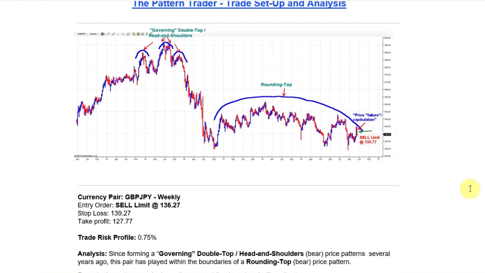Now I'm going to go to the real-time chart of the pound versus the yen. I'm going to reinforce exactly what I was looking at under live market conditions. You can see I was looking at a governing double top and head and shoulders, a long-term rounding top, and once you understand the long-term, then you can understand that the recent reaction we had on the upside was just a dead cat bounce within a bear market.